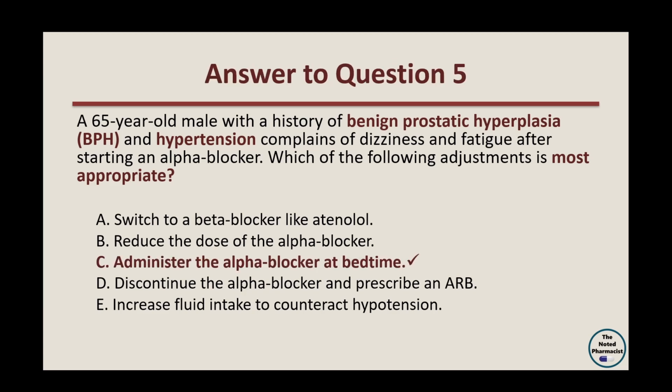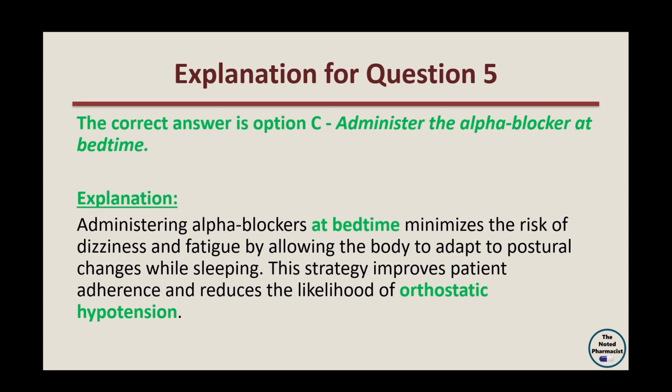The correct answer is option C, administer the alpha blocker at bedtime. The explanation is as follows. Administering an alpha blocker at bedtime reduces the likelihood of postural hypotension and dizziness, especially in older adults. This adjustment helps manage symptoms without discontinuing effective BPH and antihypertensive therapy.